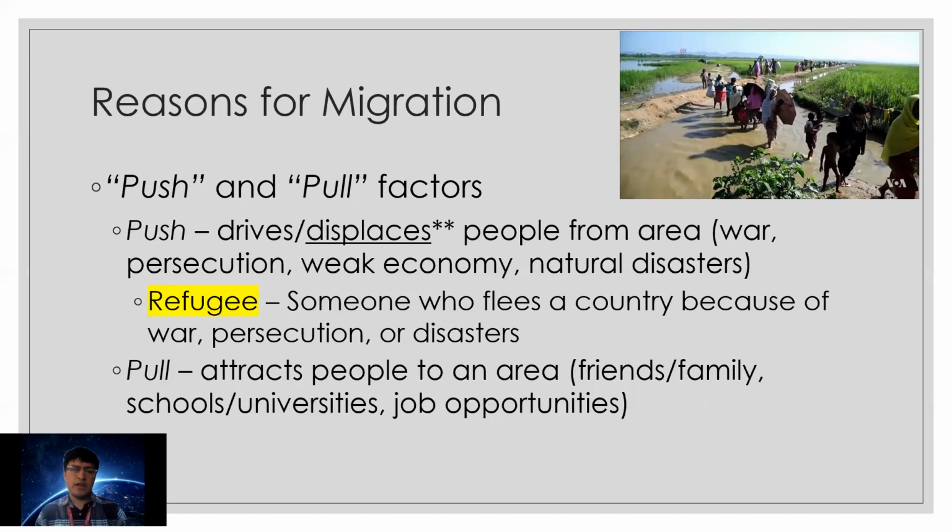And then also job opportunities. This is probably one of the biggest ones. A lot of people end up coming to the United States or a lot of other more developed, first world countries because of the job opportunities those countries tend to offer. So again, push factors drive and displace people away from an area, and pull factors pull immigrants towards countries. People want to go there, so those factors are pulling them there.